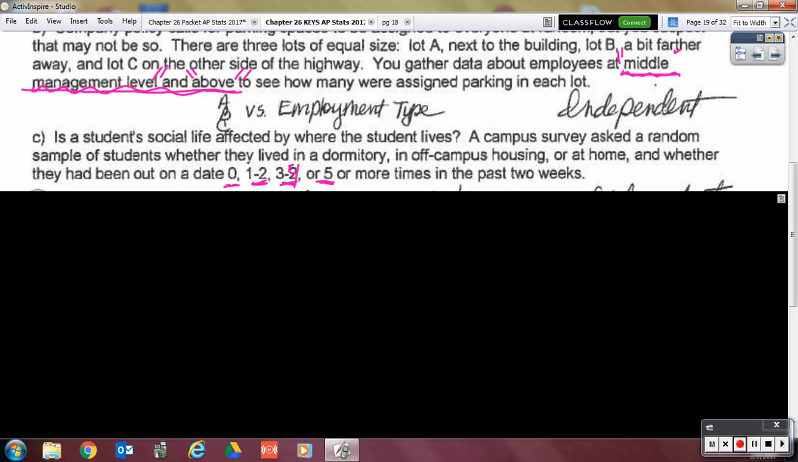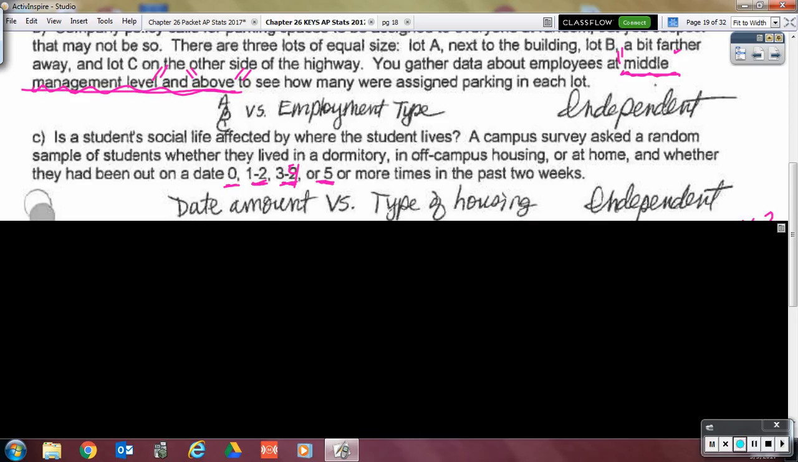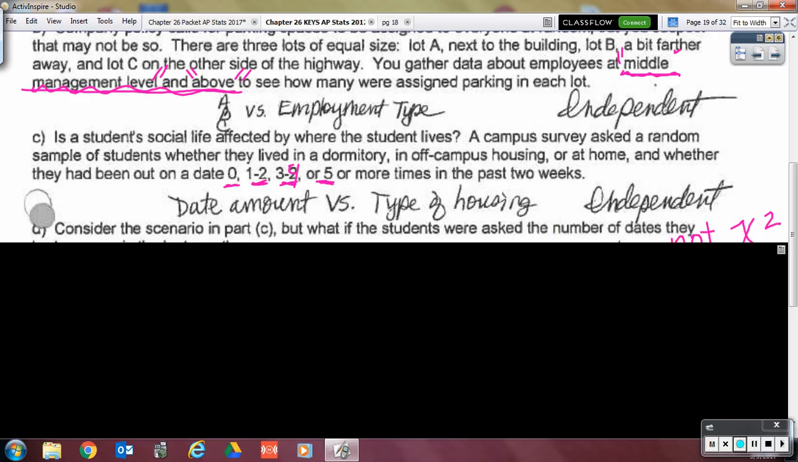If it was goodness of fit, it would give us some percentages, 13% for this, 20% for that. So what do we think? I think it's still 2 variables. I have too many of those. I'm just like, hey, you're going to see all these different kinds, and nope, it's the same thing over and over. Okay, date amount versus type of housing makes it independent, but I like this next one here.